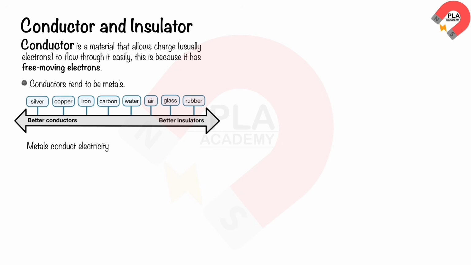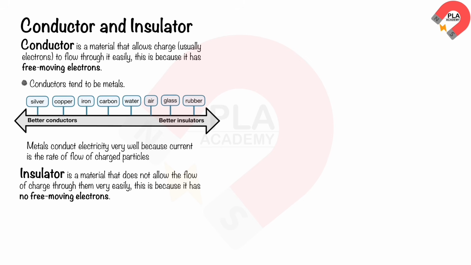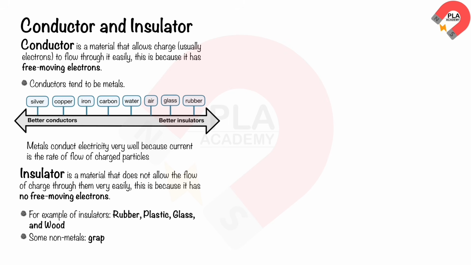Metals conduct electricity very well, because current is the rate of flow of charged particles. An insulator is a material that does not allow the flow of charge through it very easily. This is because it has no free-moving electrons. Examples of insulators are rubber, plastic, glass, and wood. Some nonmetals, such as graphite, allow some charge to pass through them, so graphite is a conductor.